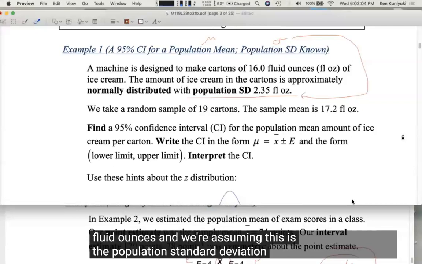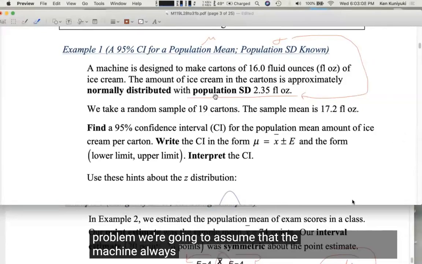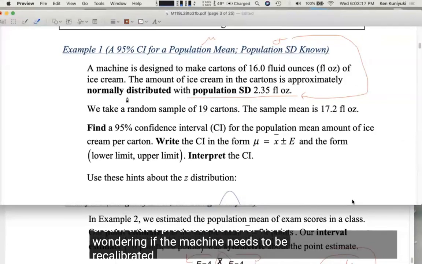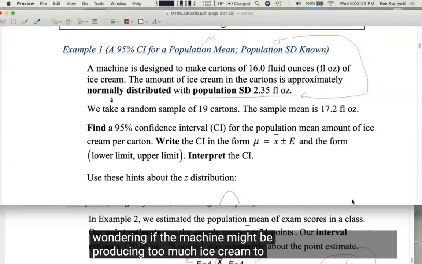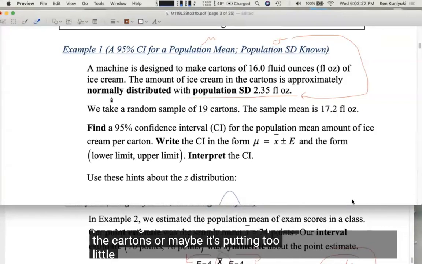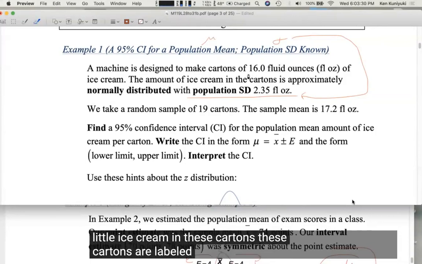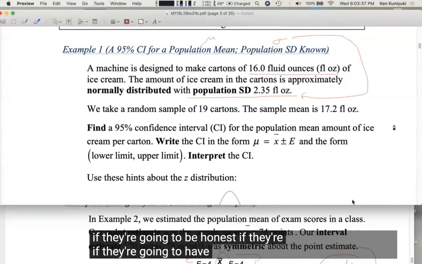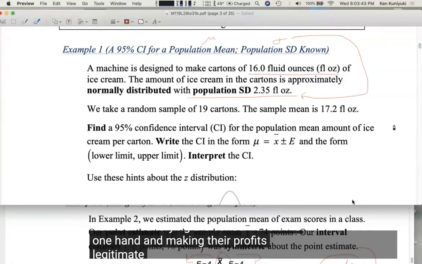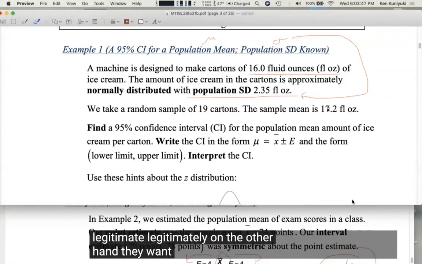So this is going to be a kind of calibration problem. We're going to assume that the machine always exhibits the same amount of variability among the cartons of ice cream that it produces. However, we're wondering if the machine needs to be recalibrated, in the sense that the machine might be producing too much ice cream to put in the cartons, or maybe it's putting too little ice cream in these cartons. These cartons are labeled 16.0 fluid ounces. So if they're going to be honest, if they're going to have that balance between satisfying the consumer on the one hand and making their profits legitimately on the other hand, they want to make sure these cartons are averaging pretty much 16.0 fluid ounces.